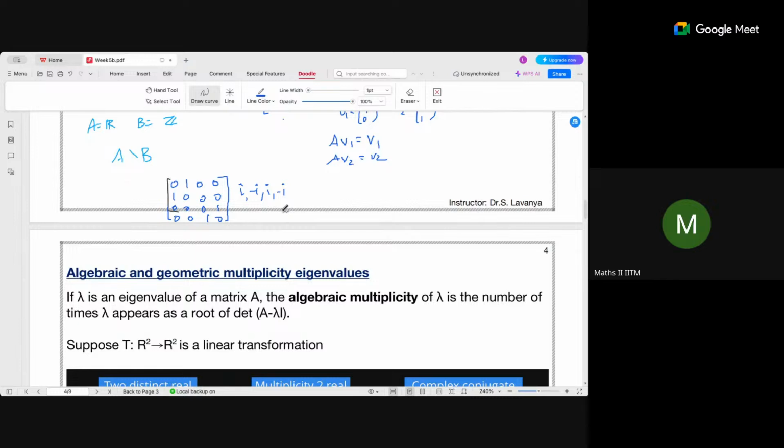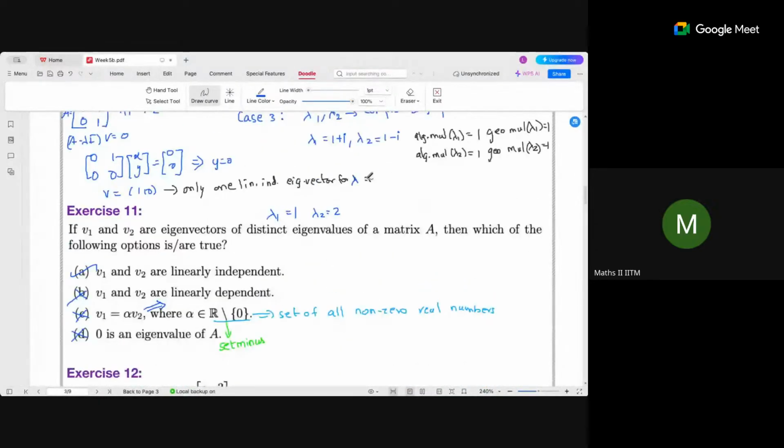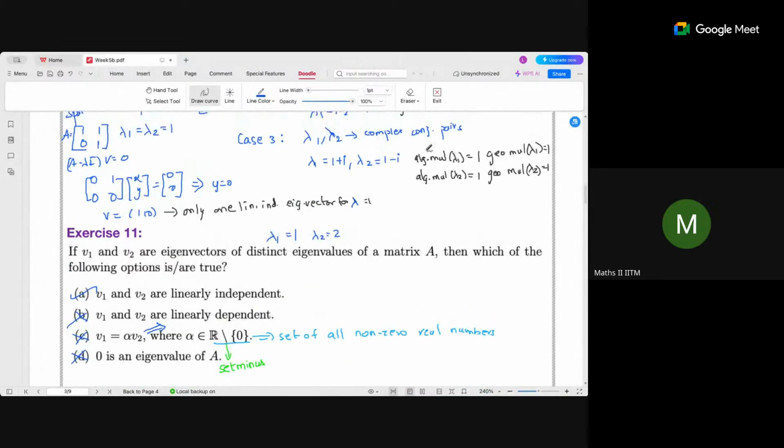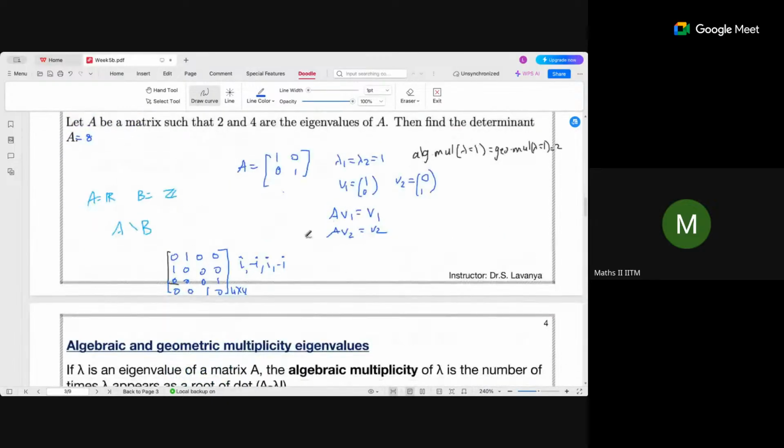Okay? Twice repeated for each one. Yes, for this 4 cross 4 matrix, we will see this in week 7, I guess. For 2 by 2, if we have complex numbers as eigenvalues, then the algebraic and geometric multiplicities are equal. But in general scenarios, we do not know. It need not be equal.